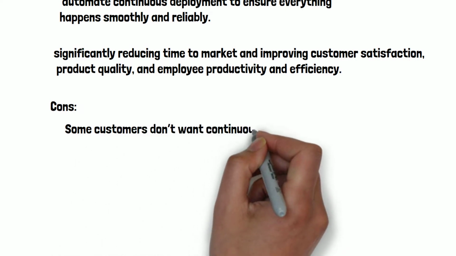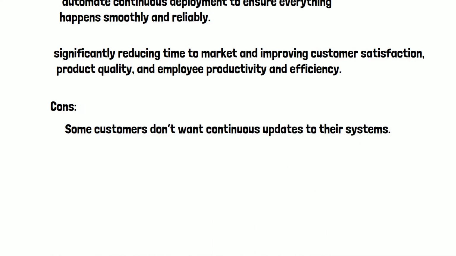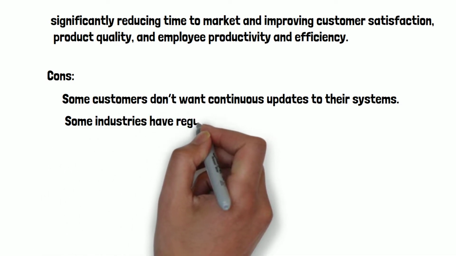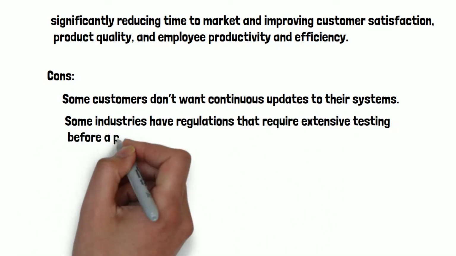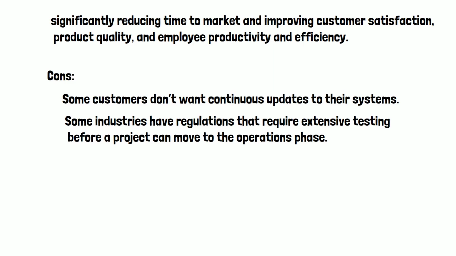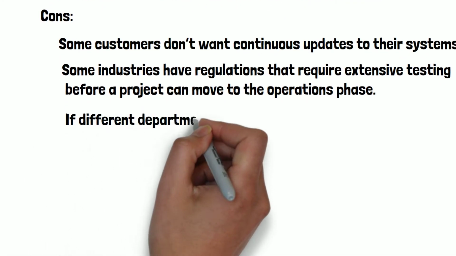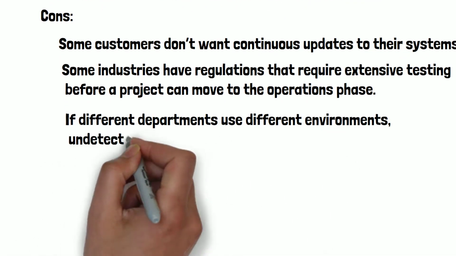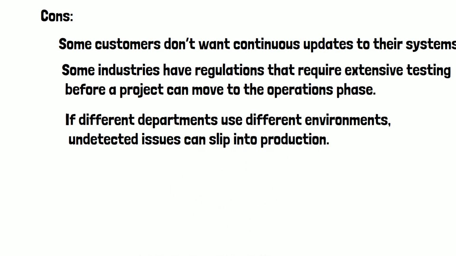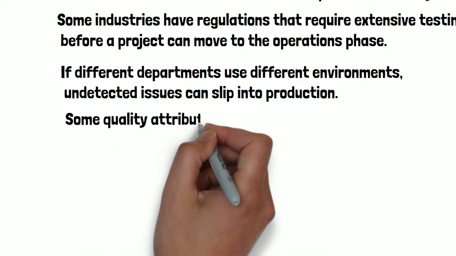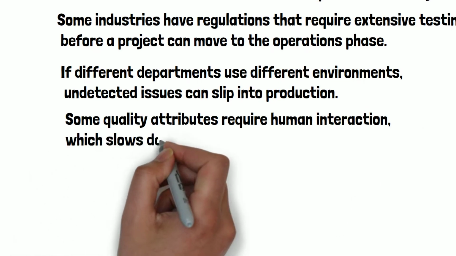Some customers don't want continuous updates to their systems. Some industries have regulations that require extensive testing before a project can move to the operations phase. If different departments use different environments, undetected issues can slip into production. Some quality attributes require human interaction, which slows down the delivery pipeline.